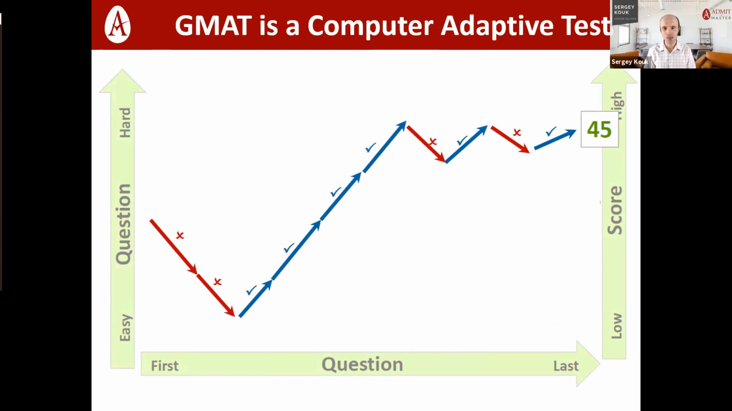Let me ask you a question. Would you like your questions to get easier on a test, or would you like your questions to get harder? Do you want to see a lot of easy questions on a test, or would you rather see a lot of hard questions? What do you think? Let me know in the chat box. What would you prefer? Lots of easy questions or lots of hard questions?